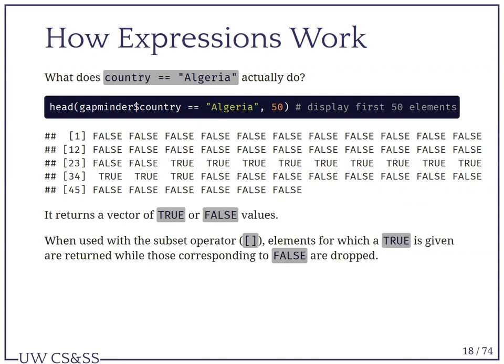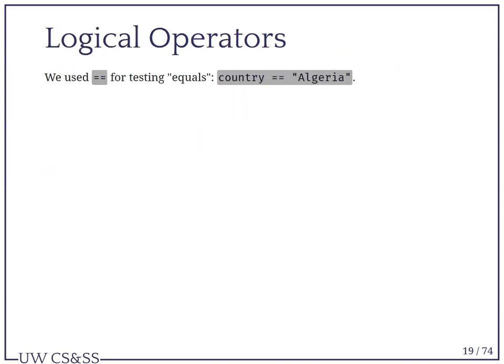So logical expressions can only return back trues and falses. You might have seen when we use the subset operator that elements for which true is given are returned while those corresponding to false are dropped, in this same kind of situation. Okay, so I'm going to describe here a few common logical operators that we'll be using throughout the course. You can see that we can use equals equals for testing if things are equivalent. So we said, among all of the values that are in the country column, which ones are the same as the word Algeria? Those ones are true, and I only want to keep those. That's what we said with the filter.